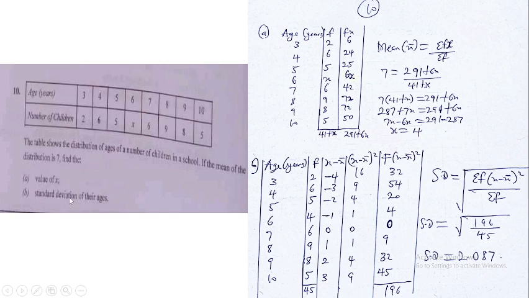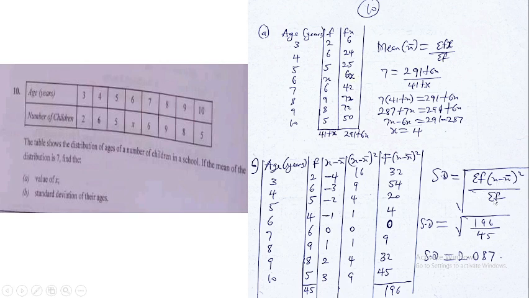You have to find the standard deviation of their ages. Standard deviation of their what? Ages. And what is standard deviation? Standard deviation is the square root of summation f into x minus x bar all squared over summation f. Standard deviation is the square root of variance, which is the summation f into x minus x bar squared over summation f, where x bar is the mean and x minus x bar is the deviation.